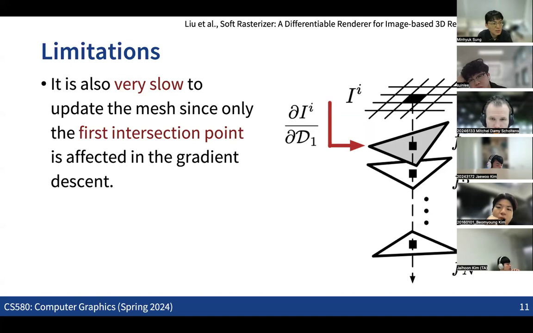In those cases, we are only updating one single point per pixel, which is the first intersection point. That means for every single pixel, we are updating a single point on the 3D mesh, and that makes the process of updating everything very slow. So the question here is how we can make the convergence faster in this kind of learning process. This was also a concern in this direction.